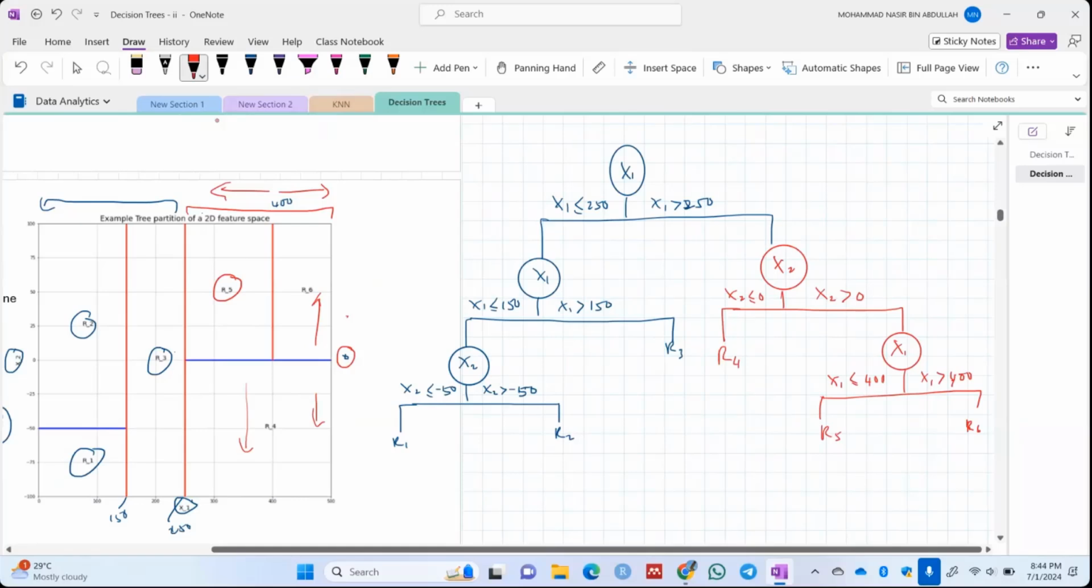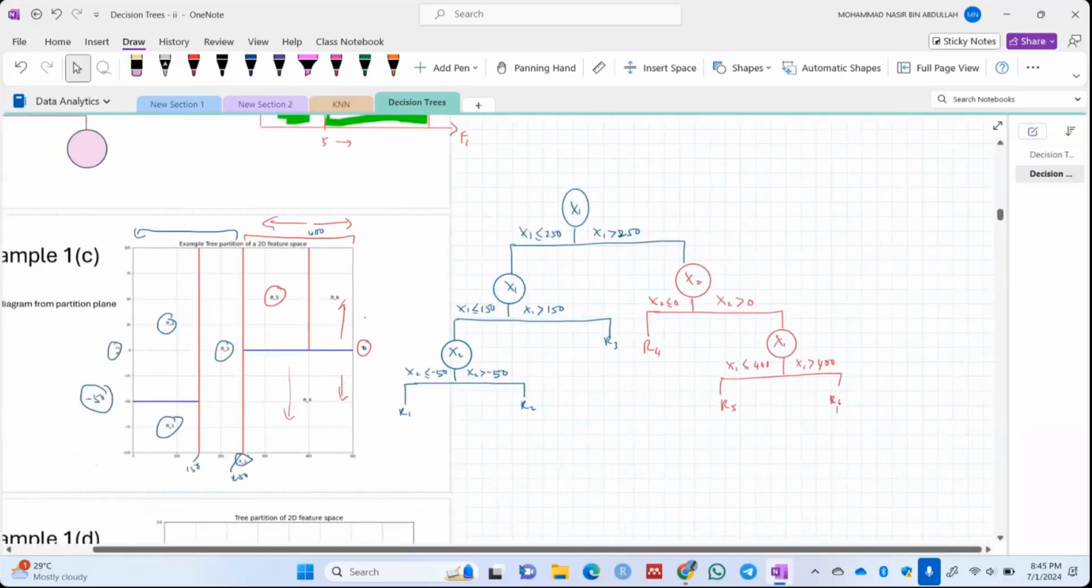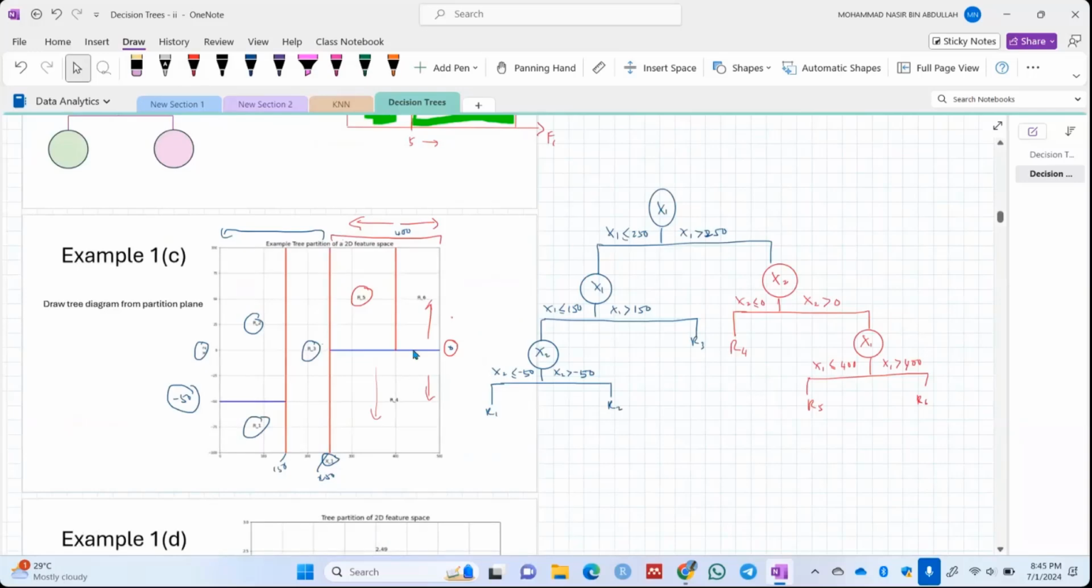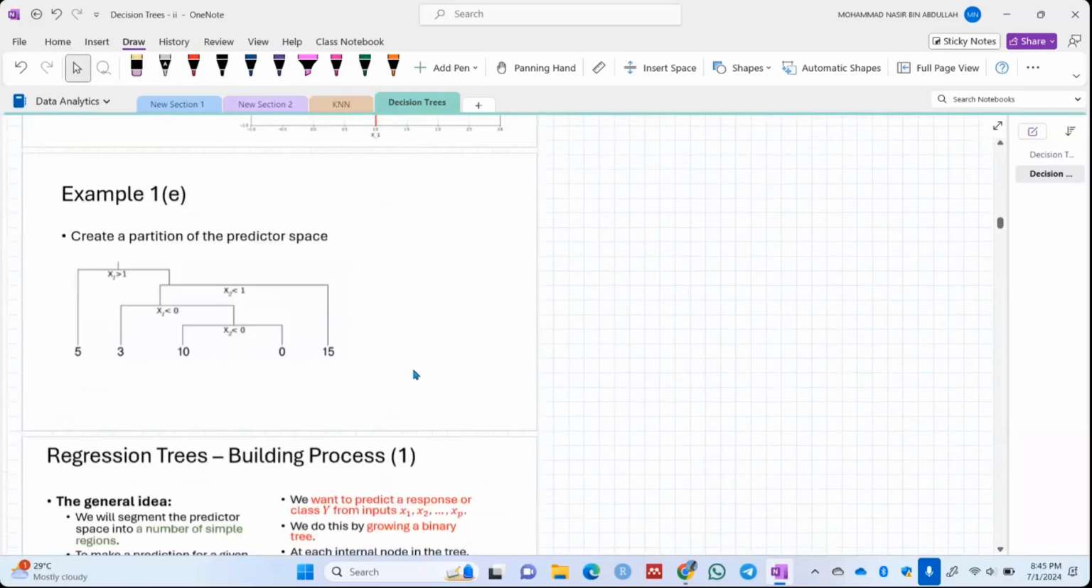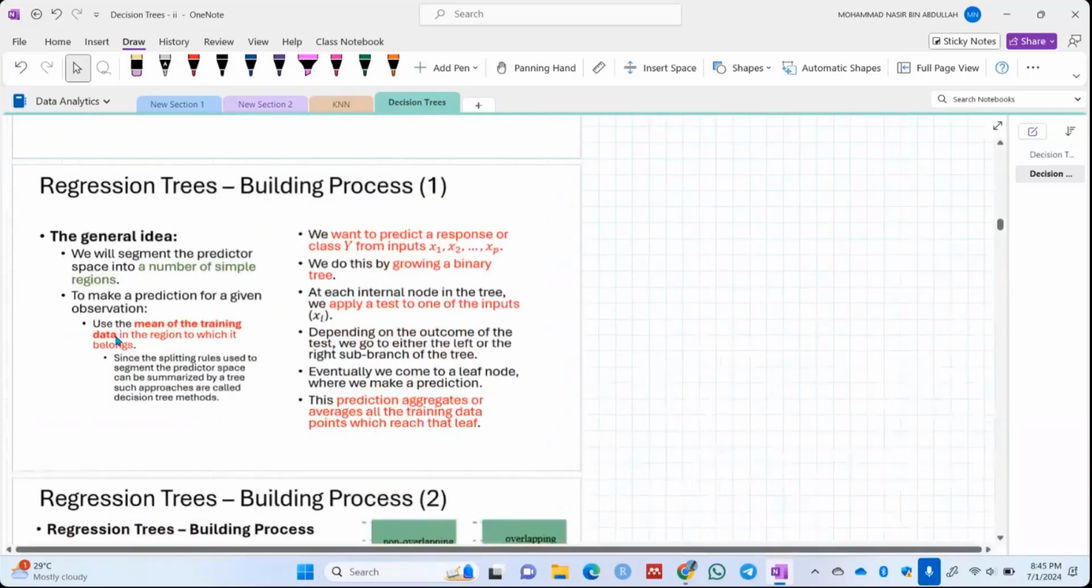For example 1D and 1E, I think you can do it by yourself. Any questions so far? No questions? Already done? Later you can take test number 2.